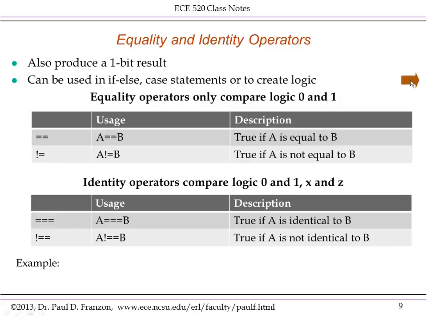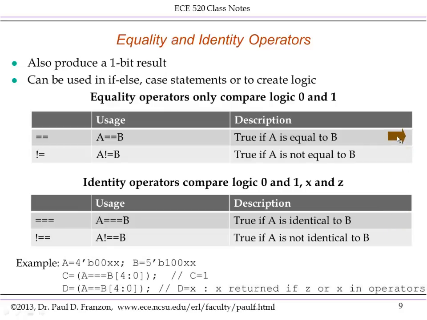We also have the equality and identity operators. These two compare vectors to see if they're the same or not. Equality can only compare vectors consisting of 1s and 0s. Identity can also compare vectors with x's and z's in them. If the x's match, then they're identical. We use 2 equals for equality, or bang equals for not equality, and 3 equals for identity, or bang 2 equals for not identical.